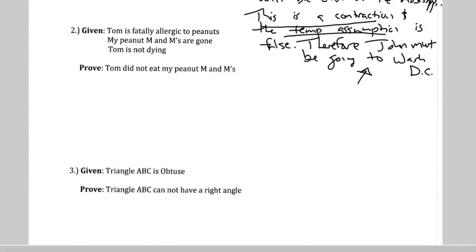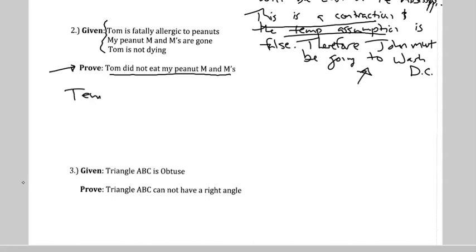One of them is going to be non-mathematically, one is going to be mathematical. So the givens are Tom is fatally allergic to peanuts. My peanut M&Ms are gone. Tom is not dying. Prove Tom did not eat my peanut M&Ms. Okay, so step one, if you're trying to prove that Tom did not eat my peanut M&Ms, what is the first thing you state? You state temporarily assume what? Now, what people accidentally always do is they try to do the opposite of this. You do the opposite of what you're trying to prove.